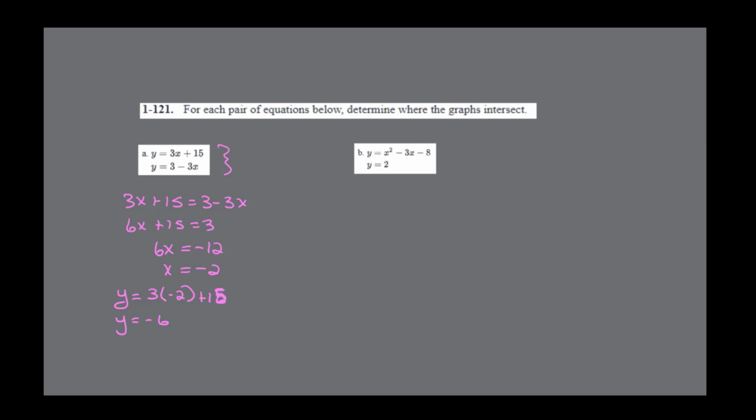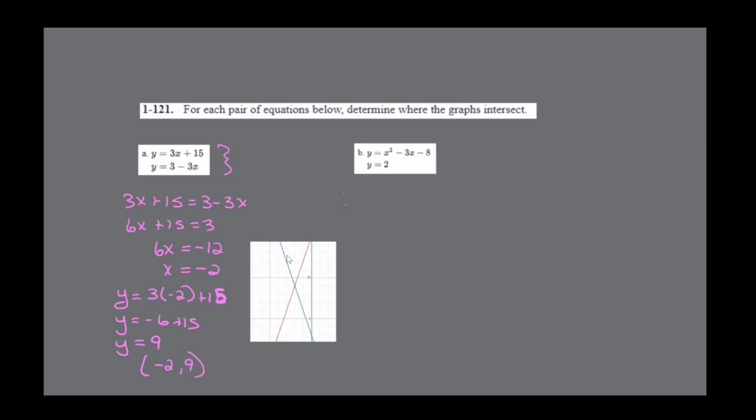It's supposed to be. Sorry about that. -6 plus 15, which means y equals 9. So our point is -2, 9. Okay, let's take a look at the graph. Okay, so right here you can see where the intersection point is, and that's what we just solved for, and that is -2, 9. So let's move on to part B.